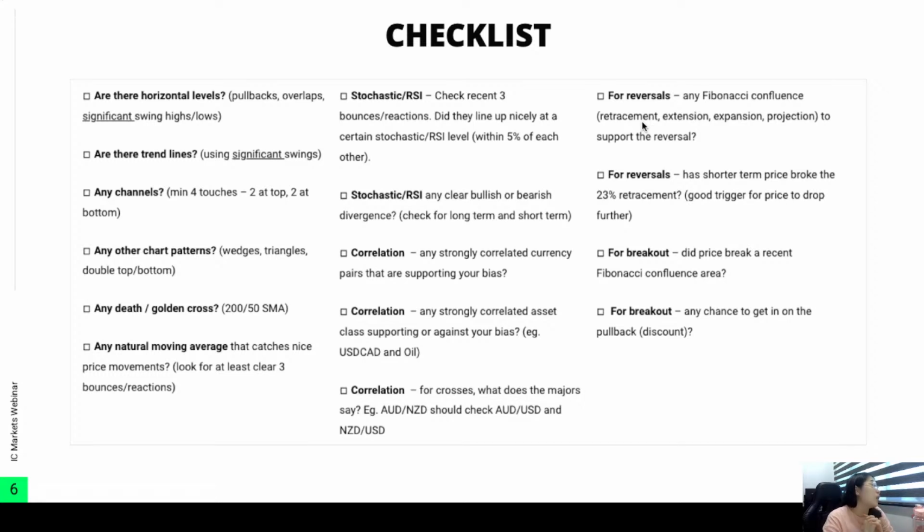This is the checklist that we use here at Everest Watching Group to come up with our setups. The first thing we do is look for horizontal levels. Then we look for trend lines and channels, any chart patterns, any dead crosses, any natural moving averages, stochastics, support resistance levels or any divergences, and correlations, where we compare one pair to another pair to find higher probability trades or to strengthen your confidence with a setup. And then from there, we look for either a breakout or a reversal.